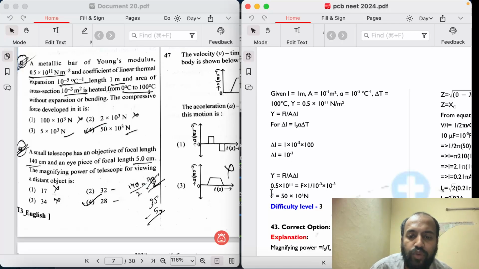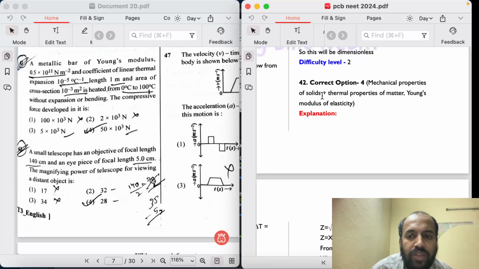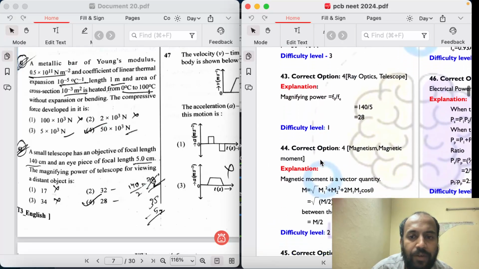Replace the values and do your calculations. Your answer should be 50 into 10 to the power 3 Newton. You can look into this after you pause the video. So this one is a concept which is a mixture of two units, mechanical properties of solids and thermal properties of matter, and that's a very interesting question, and that's why we have put it in difficulty level 3.